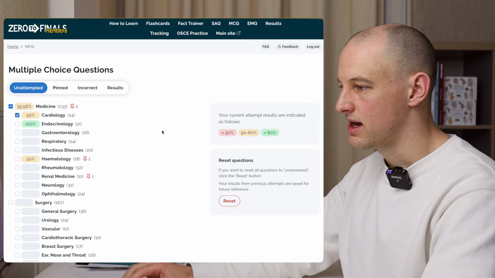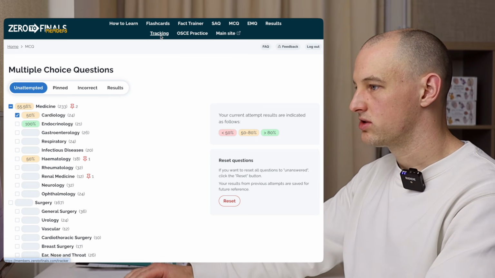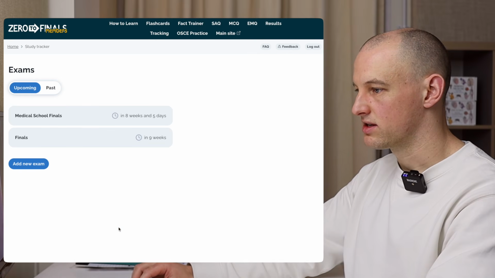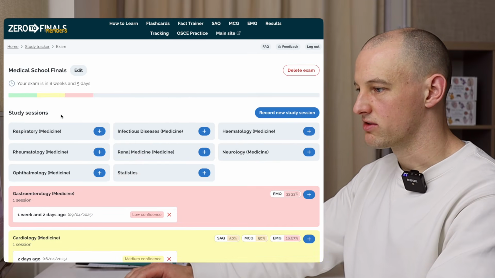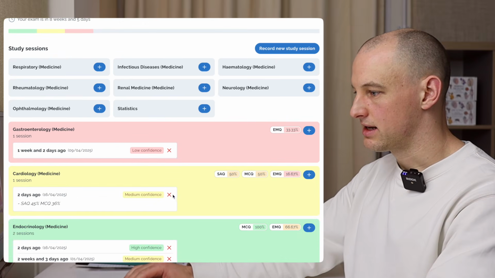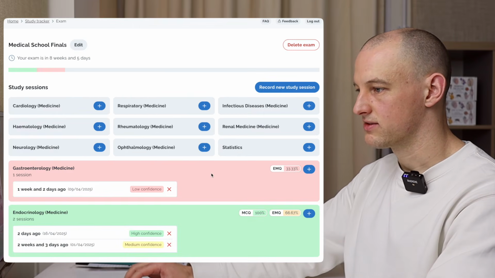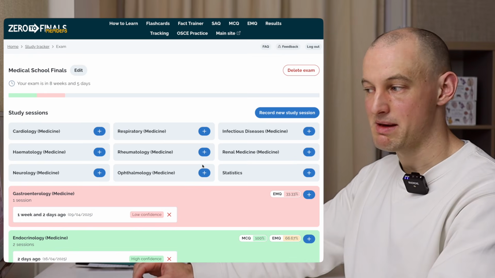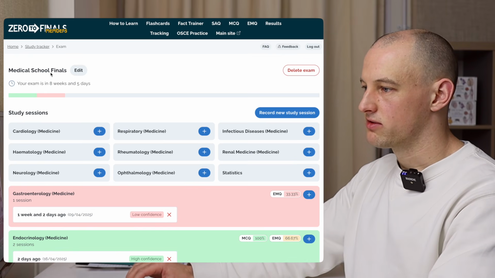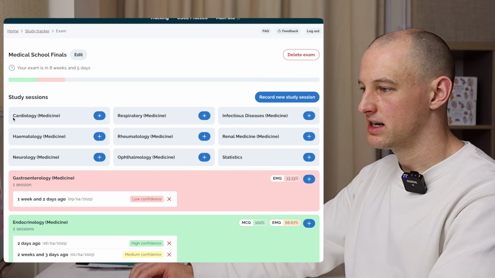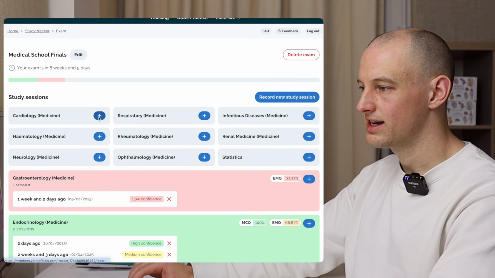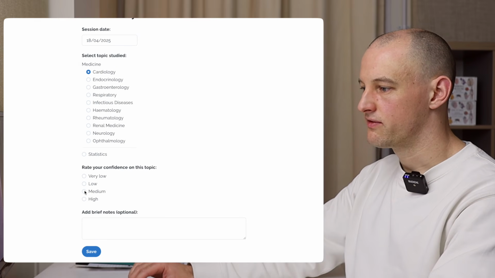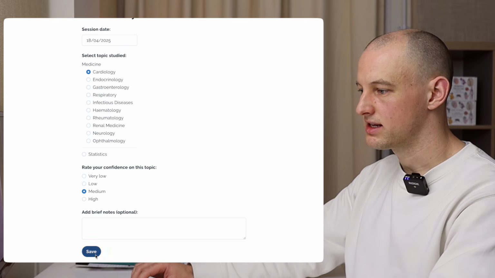You can actually go to the tracking tool on the Zero to Finals member site. Go to the tracking tool. We're preparing for medical school finals. And let's just delete this so we can give ourselves a fresh start. So we come to our tracking tool on Zero to Finals, the member site. We've got medical school finals, which is in 8 weeks, and we've just studied through cardiology. So let's record a study session. Studied cardiology on today's date. Our confidence was medium, and we'll save that.